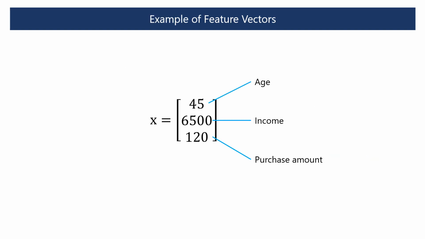Consider a dataset containing information about customers with three features: age, income, and purchase amount. A feature vector for a specific person looks like this. In this example, the first element represents this person's age. The second element represents the income. The third element represents purchase amount. By representing each person as a feature vector, we can mathematically analyze the data more efficiently.